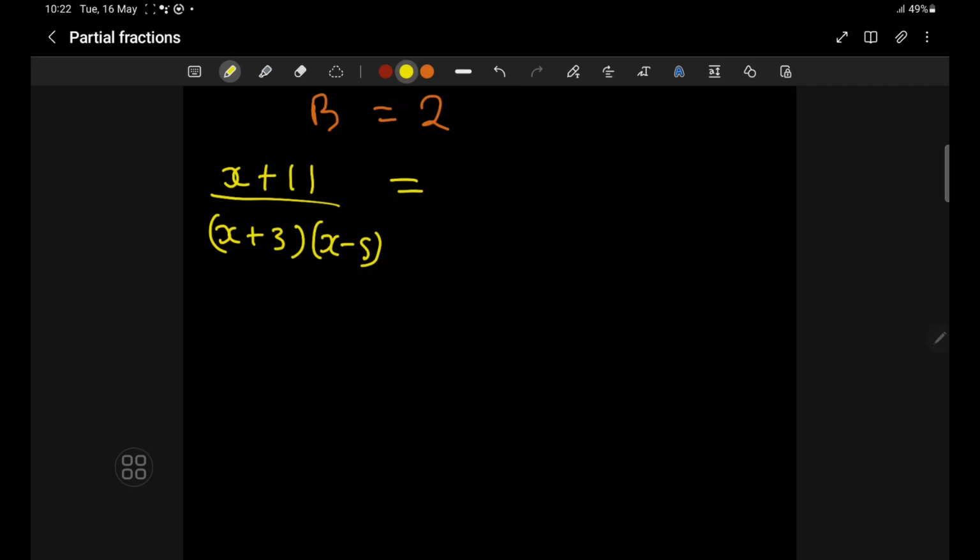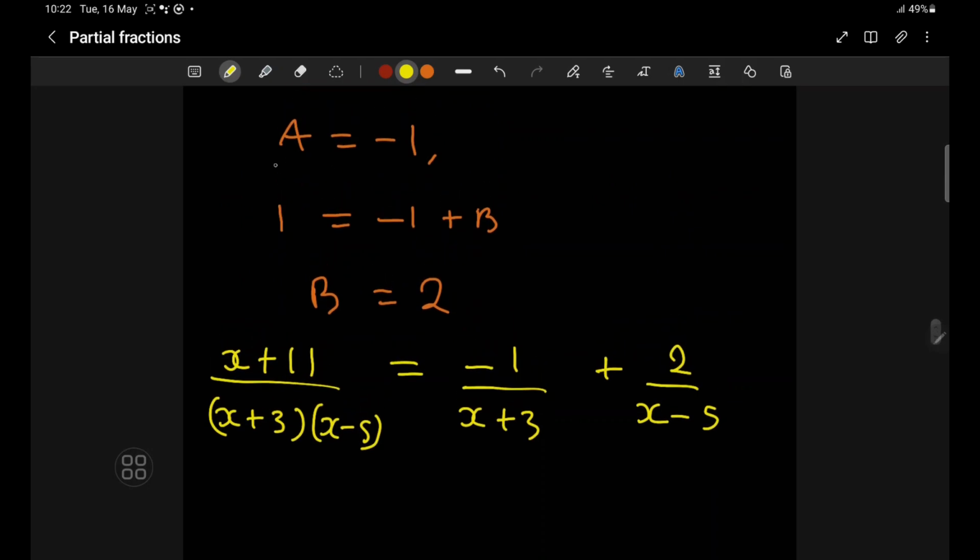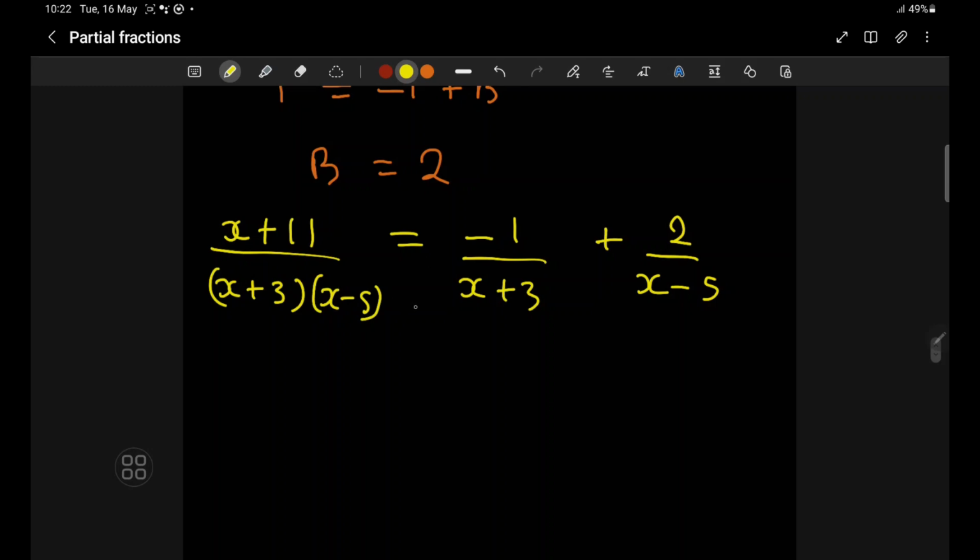So now replacing, we're saying a is negative 1. So our final solution will be negative 1 over x plus 3 plus b is 2, so it will be 2 over x minus 5. And when you do this, then you're done. So this is our final solution. So don't leave your answers by just finding the value of a and the value of b. You need to indicate how you've decomposed the expression.